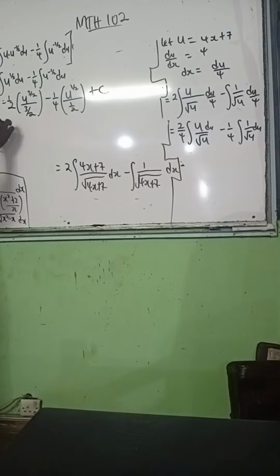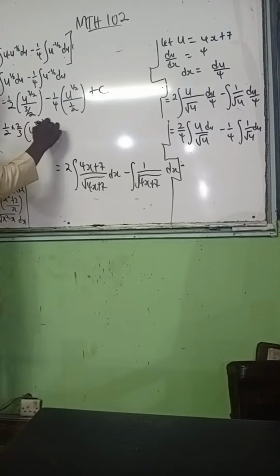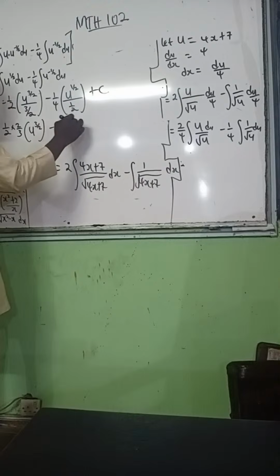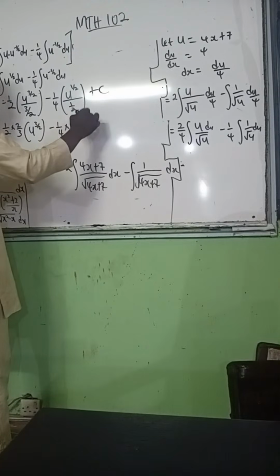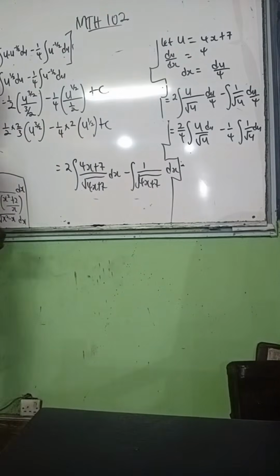So here we have what? 1/2 divided by 3/2 means multiply by what? 2/3, right? U raised power 3/2, minus 1/4 multiply by 2/1, u raised power half, plus c. So here we have 2 cancel 2, 1/3. This gives us root u cubed. U cubed, don't mind it. Is it cube root? No, it's square root. Write your note, you say square root.